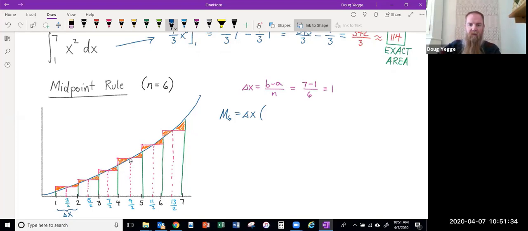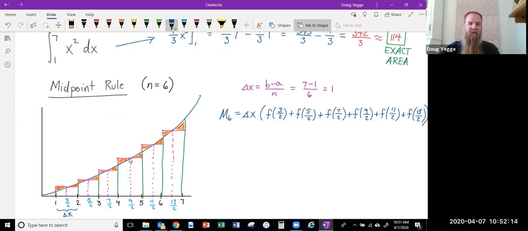And all we're doing now is computing our function values at 3/2, 5/2, 7/2, and so on. All right, we all good there? So any questions on the midpoint rule?